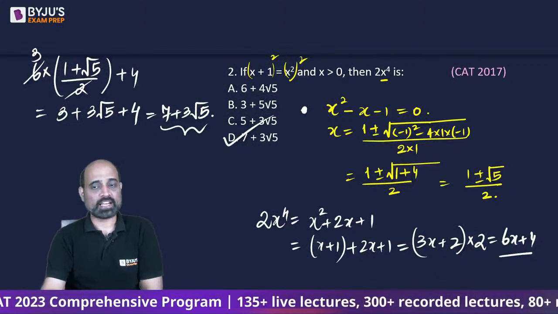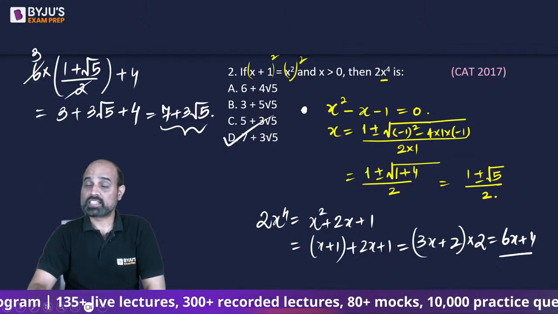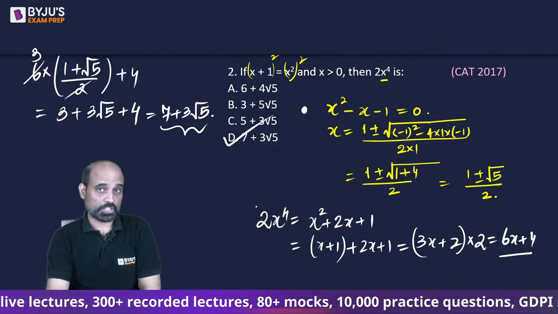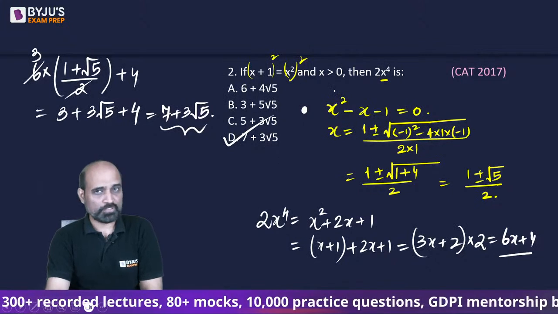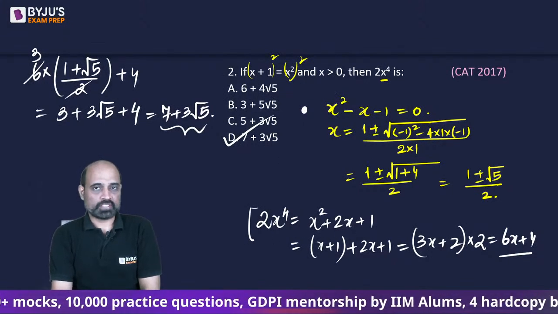In the first part, I calculated the value of x. I got two values of x, wherein I discarded the negative one because we did not have it in the options, and also x to the power 4 won't be negative. Then I started with whatever is asked.